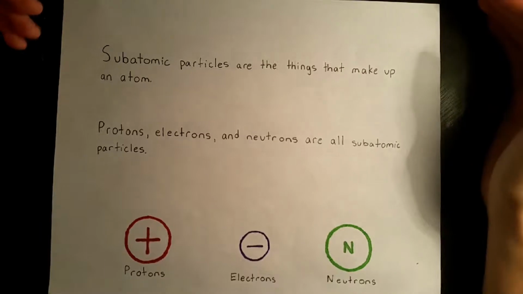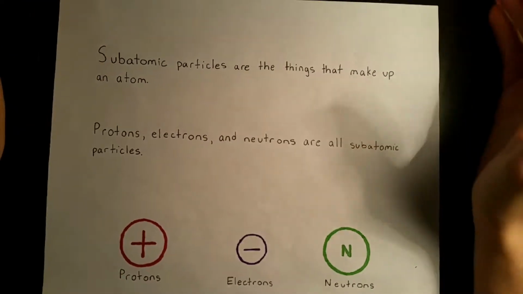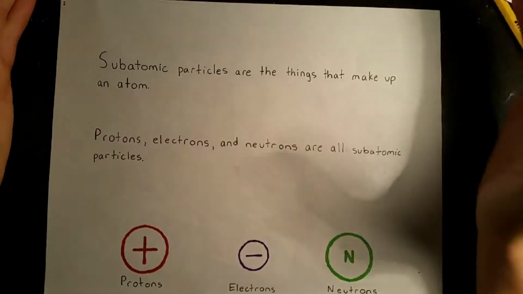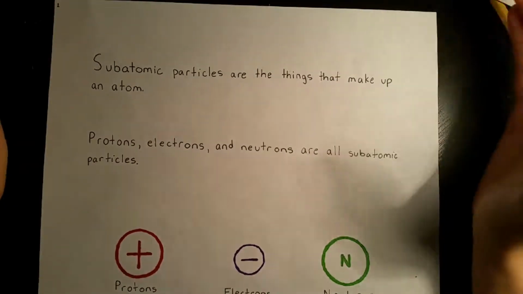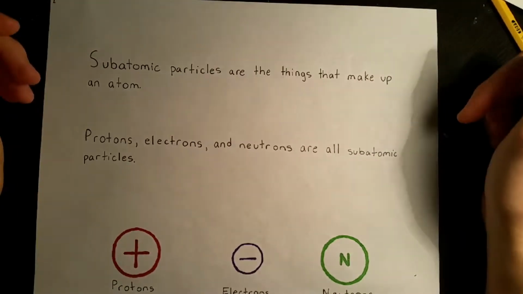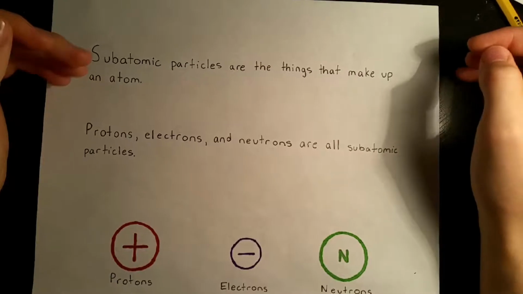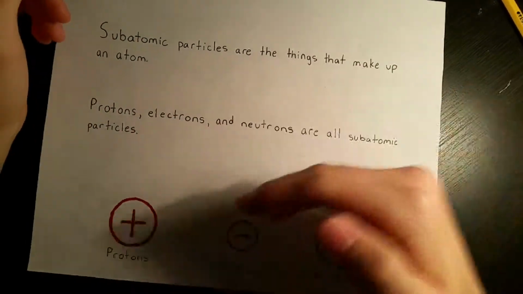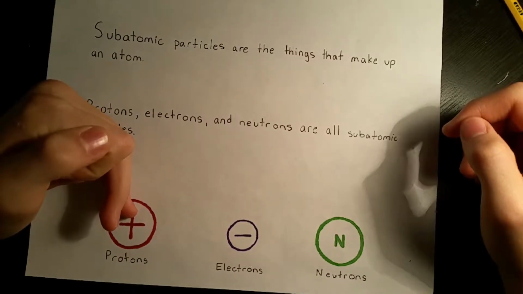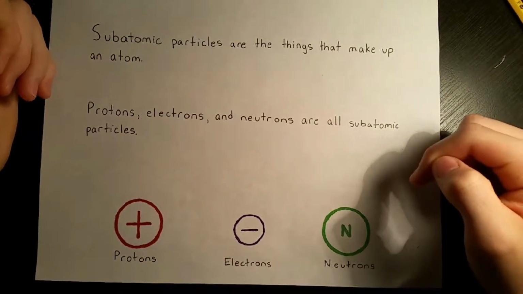Subatomic particles are the things that make up an atom. These are the tinier particles that make up the atom. So you have an atom that consists of protons, electrons, and neutrons. Protons, electrons, and neutrons are all subatomic particles. These are the atom in its entirety. This is what makes up an atom. You have your positively charged protons, your neutrally charged neutrons, your negatively charged electrons.